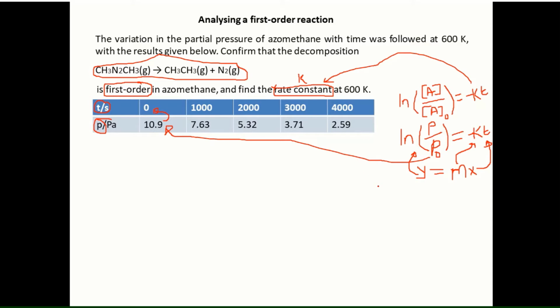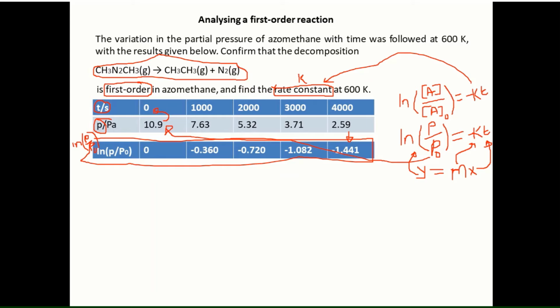In order to do that, we can start from this value going to that side, or we can even start here, whichever way is fine. But let me start here. We are going to create a table whereby we are going to introduce ln P over P0, and then from there, this is the table, P over P0.